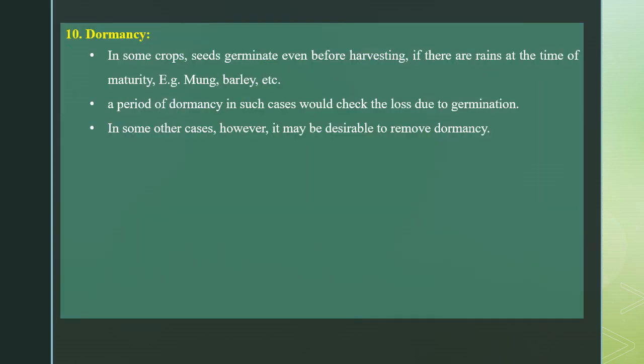After that, dormancy. What is dormancy? In some crops, the seed germinates even before harvesting. That means seeds germinate before harvesting, which is not actually desirable. We need to make sure that the seed has some dormancy, like in the case of moong, barley, etc. A period of dormancy in such cases will check the loss due to germination. In some other cases, however, it is not desirable, and there we need to remove the dormancy.